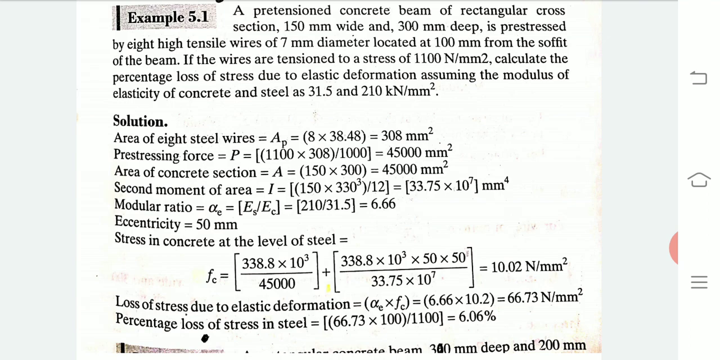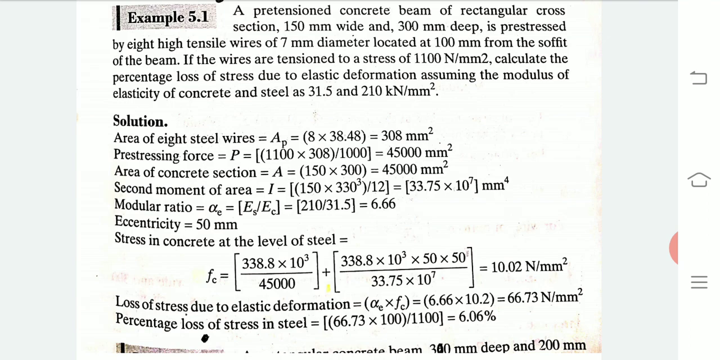Now eccentricity: the location of the wires is 100 mm from the bottom. As the depth of the beam is 300 mm, the CG or the center line of the beam lies at a depth of 300 by 2, that is 150 mm. Wires are lying at 100 mm from the bottom. Therefore eccentricity will be 150 minus 100, which is equal to 50 mm.